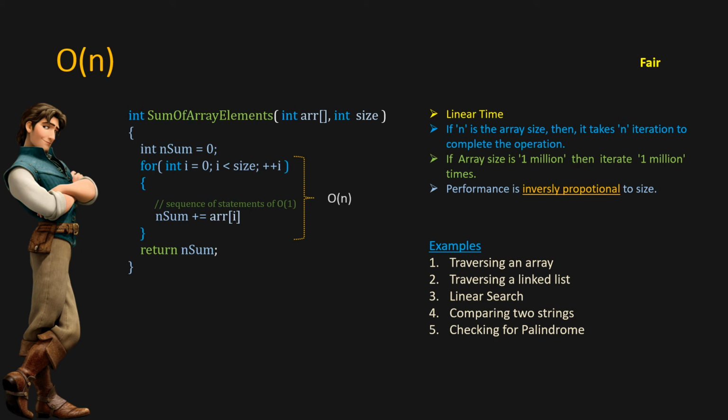Some of the examples of O(n) are traversing an array, traversing a linked list, linear search, comparing two strings, checking for a palindrome, etc.